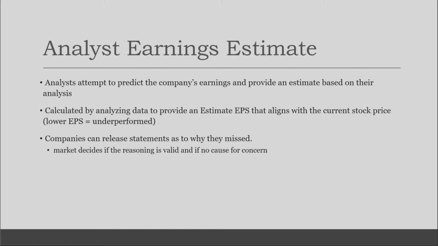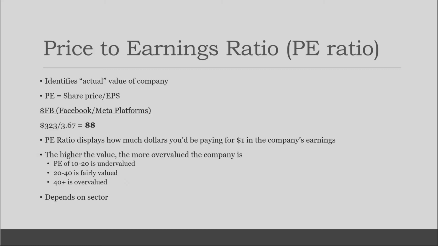Following the statement, the market will decide if the reasoning is valid and if there is a cause for concern or not. The third aspect of an earnings report to consider is the price to earnings ratio, better known as the PE ratio. The PE ratio identifies the quote-unquote actual value of a company. It does so by comparing the current share price to the EPS. So in order to calculate the PE ratio, you must divide the current share price by the EPS value.